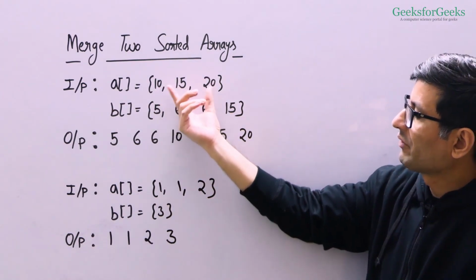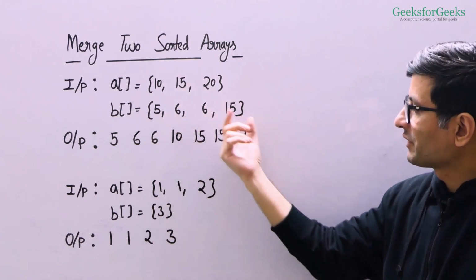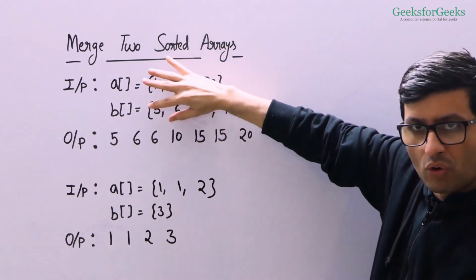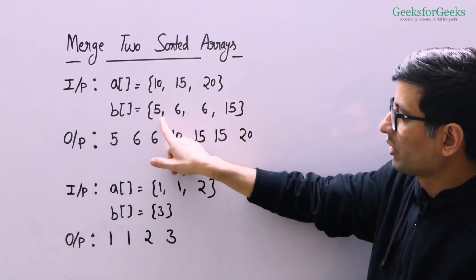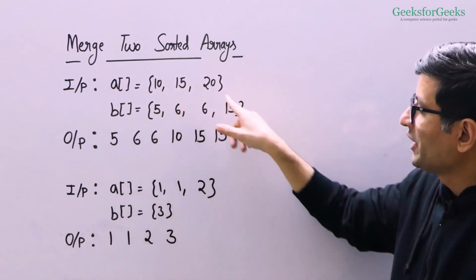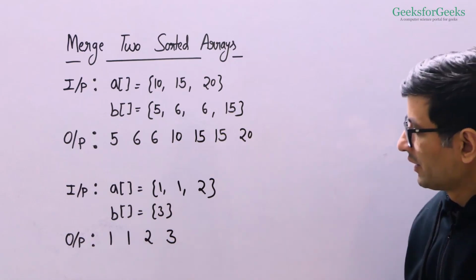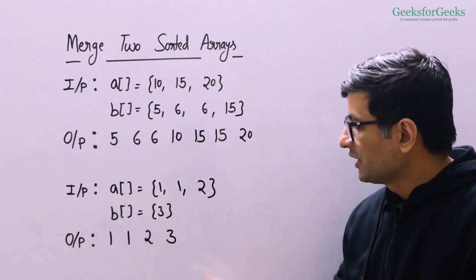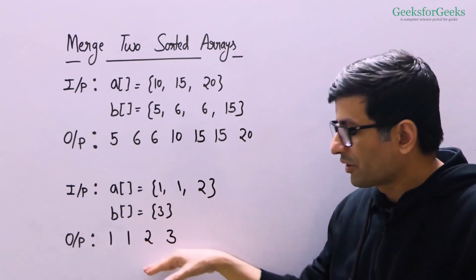The first array is 10, 15, 20. Second array is 5, 6, 6, 15. So we need to print all these in sorted order. The smallest element 5, then 6, 2 times, then 10, then 15 2 times, then 20. In this example, we have 1, 1, 2 and then 3. So we need to print all these 4 in sorted order.